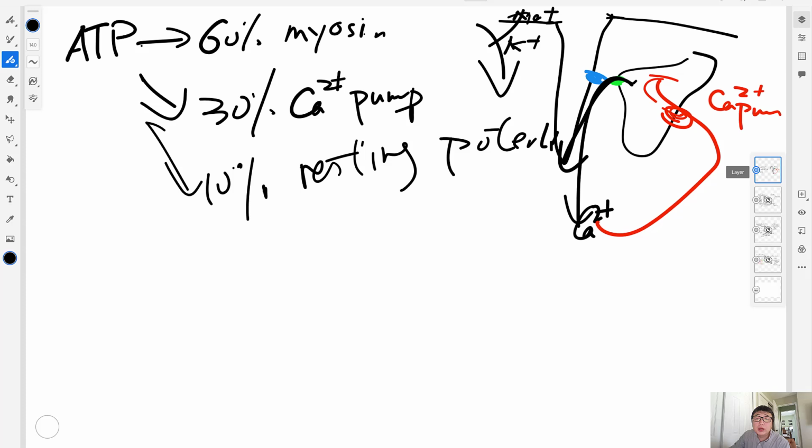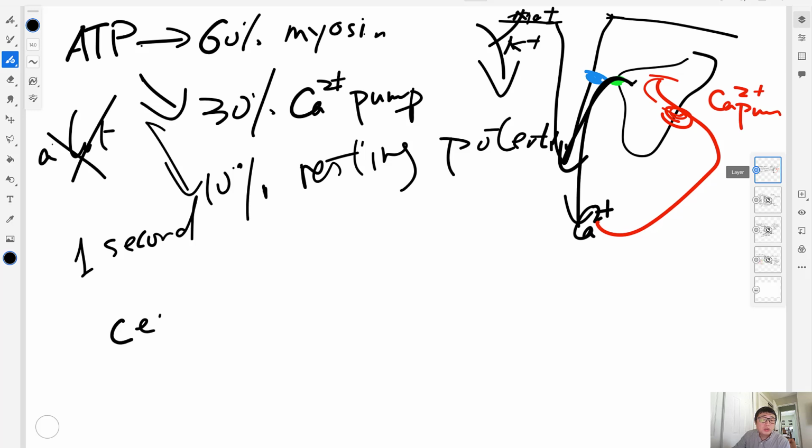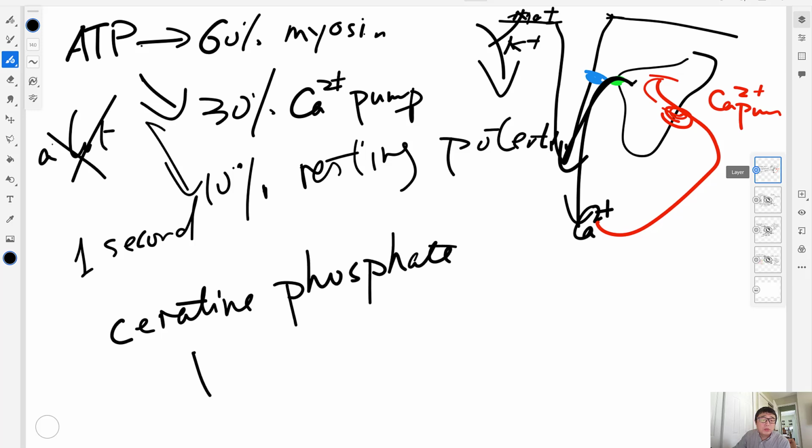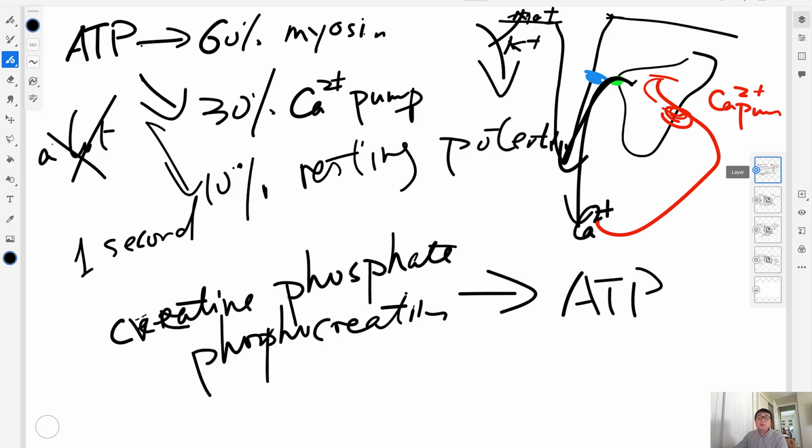How much ATP does the muscle have? A lot? No, it's not a lot. One muscle fiber contains ATP that only lasts about 1 second. When the stored ATP is used up, something else called creatine phosphate, or phosphocreatine, converts into ATP. So they provide an immediate supply of ATP. When your muscle is resting, you only need about 10%.